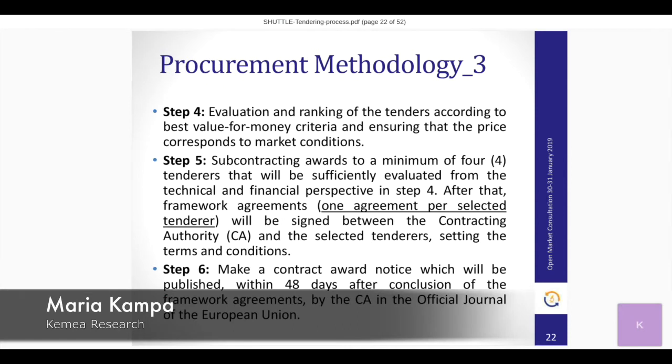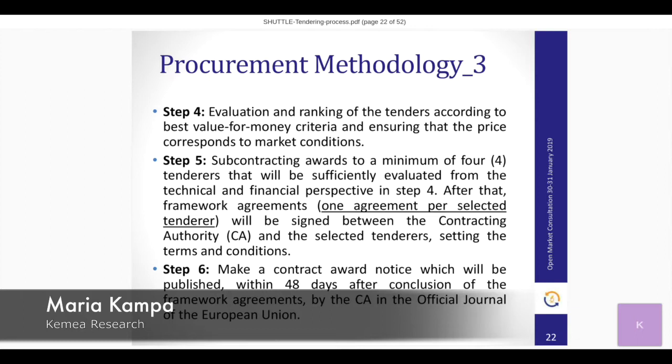The fourth step is the evaluation and ranking of the tenders according to the best value for money criteria and ensuring that the price corresponds to market conditions. The fifth step is the subcontracting awards to a minimum of 4 tenderers that will be sufficiently evaluated from the technical and financial perspective in the previous step. After that, the framework agreements, each selected tenderer will sign one agreement. The framework agreements will be signed between the contracting authority and the selected tenderers, setting the terms and the conditions.